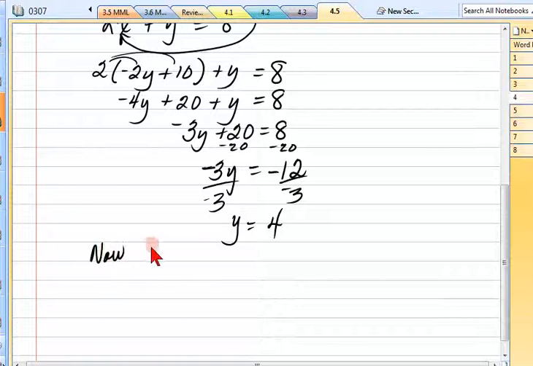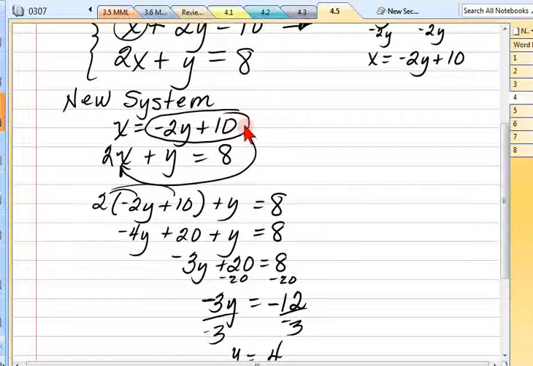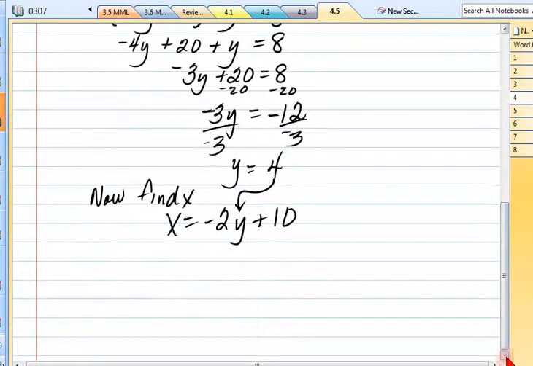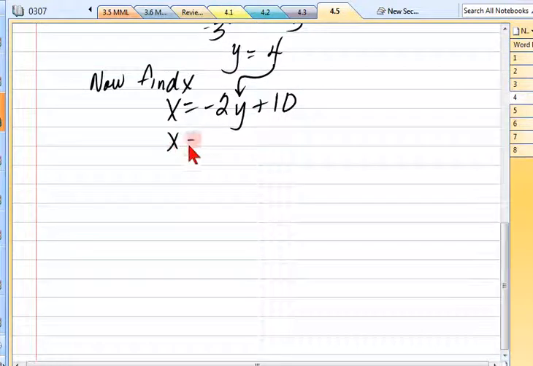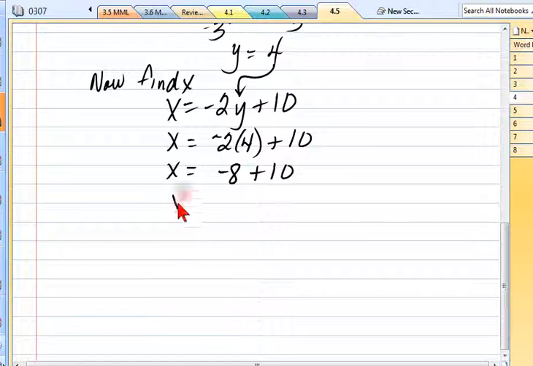Now, find x. This I did by substitution, which means if I go back up, do I see a circled equation? Yes. So I can use it. I have x is equal to negative 2y plus 10. This is the quick way. So x is equal to negative 2 times 4 plus 10. Negative 2 times 4 is negative 8 plus 10. X is equal to 2.